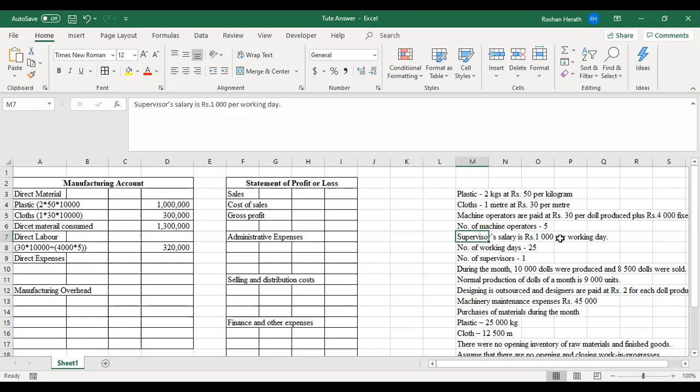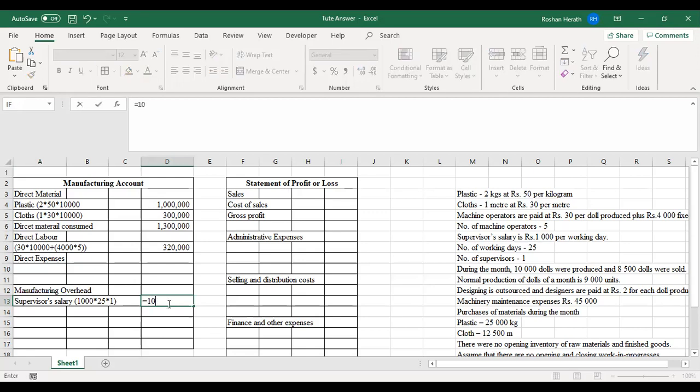So we have a supervisor. As far as the supervisor salary is concerned, it's going to be a kind of overhead, right? They do not directly get involved with the conversion like the machine operators, but it's a supervisory role. So let's take the supervisor salary. It is 1,000 per working day. There are 25 working days, and only one supervisor. 1,000 into 25 into 1 is 25,000. So this is the supervisor's salary.